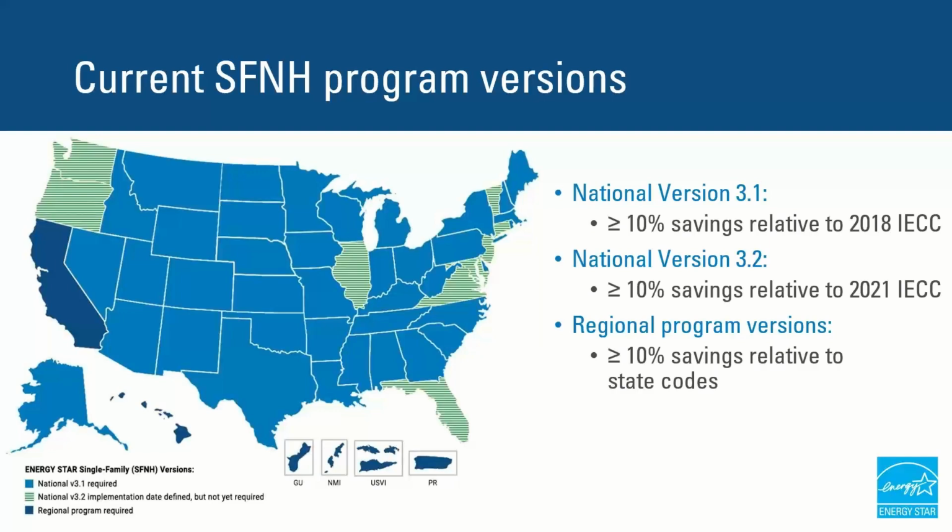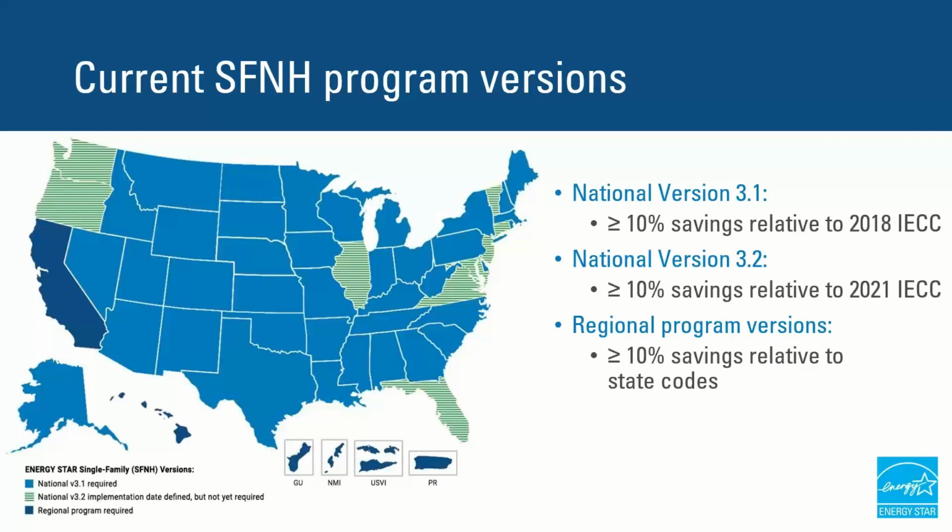We currently have two national versions, National Version 3.1, which delivers at least 10% savings relative to the 2018 IECC. That's the minimum eligible version for certification in most of the states, which are shown in light blue on the map. And we have National Version 3.2, which delivers at least 10% savings relative to the 2021 IECC. That will become the minimum eligible version for certification purposes in states that adopt the 2021 IECC or an equally rigorous code. We currently have an implementation timeline defined for 9 states, shown in the green stripes.